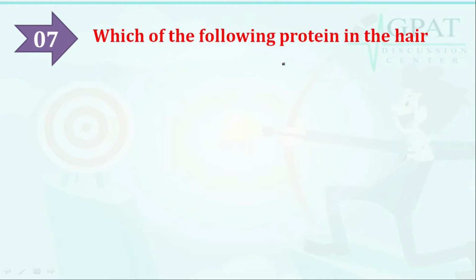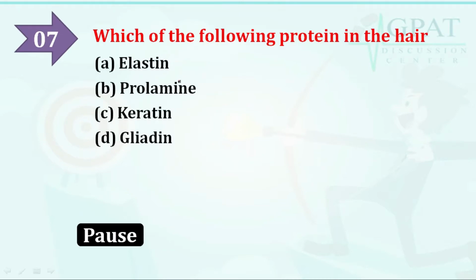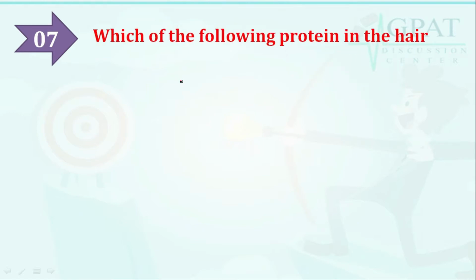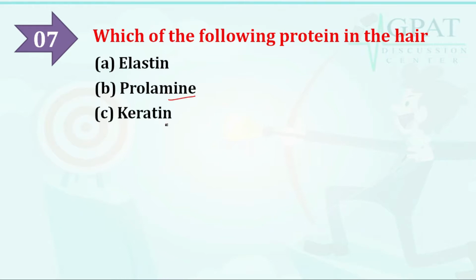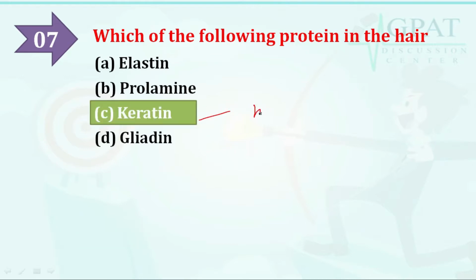The next question is: which of the following proteins is found in hair? Options are: option A, elastin; option B, prolamine; option C, keratin; option D, gliadin. The correct answer is keratin. Keratin is present in our hair.